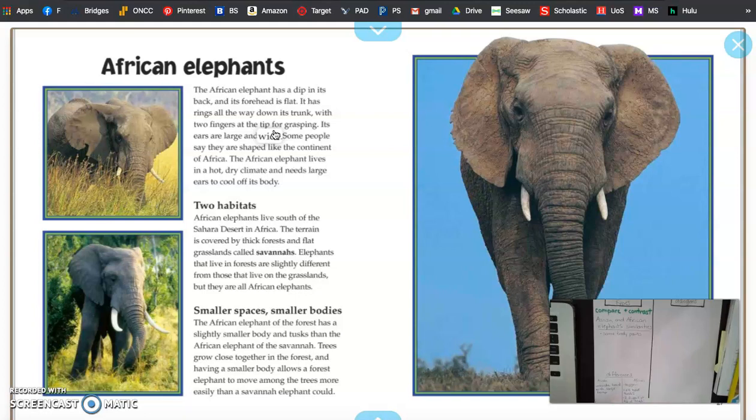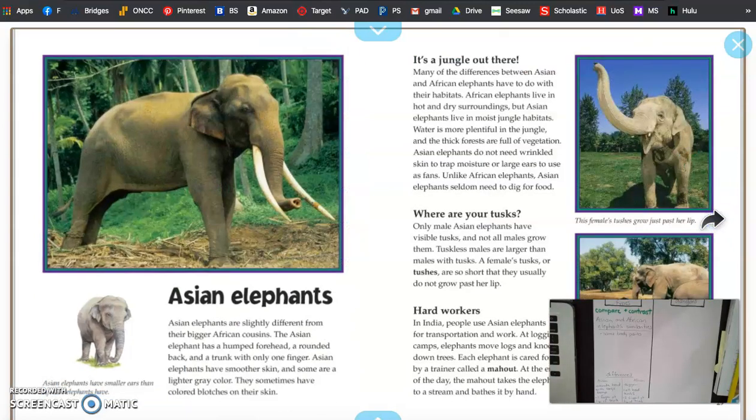And Asian elephants have 1 finger at the tip of the trunk. Interesting. Let me go back to the Asian side. Asian elephants have smoother skin, and some are lighter gray. They sometimes have colored blotches on their skin. So I'm going to say Asian elephants have smoother skin. Boy, we have a lot of differences between the two, don't we?